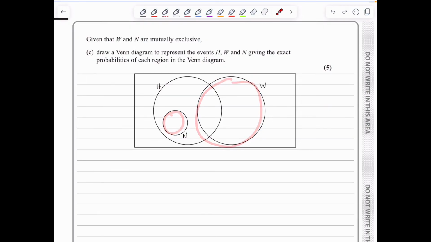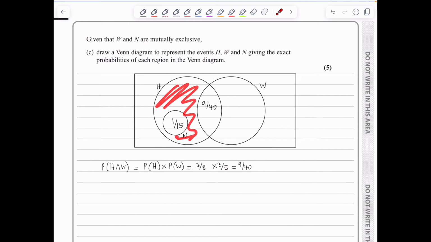We have already established that the probability of N is 1 over 15. I could find the probability of H intersection W using the fact that they are independent, so it's the probability of H times the probability of W, which is 3 over 8 times 3 over 5, which is equal to 9 over 40. So for the intersection, I've got 9 over 40. Now to find the probability in the only H region, which is this part here, I'll do the probability of H, which was 3 over 8, and I will deduct the 1 over 15, which is the N, and the 9 over 40, which is the intersection with W.